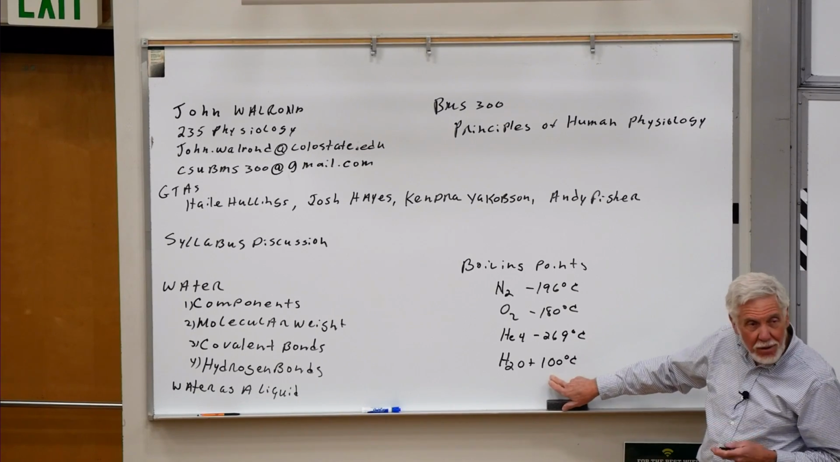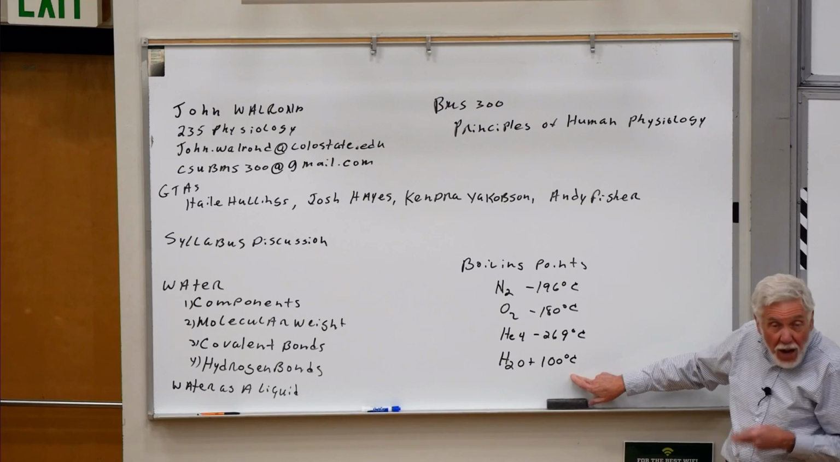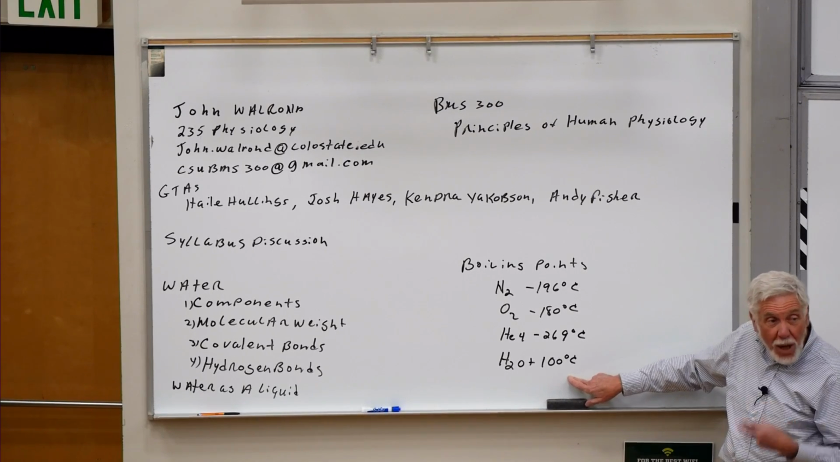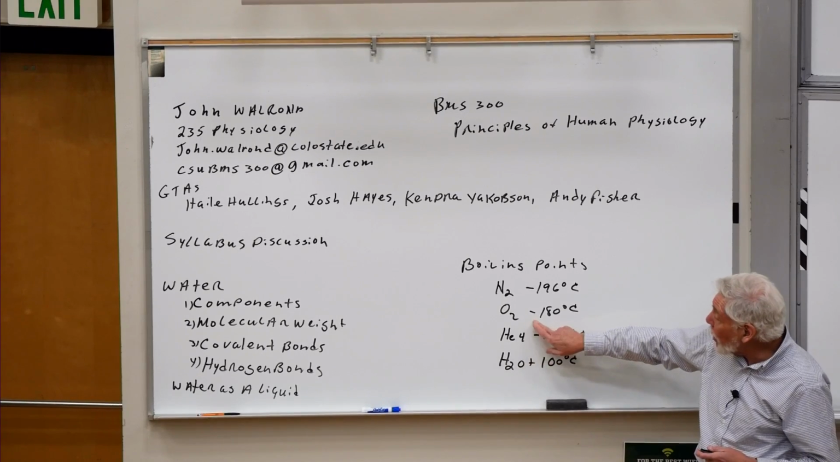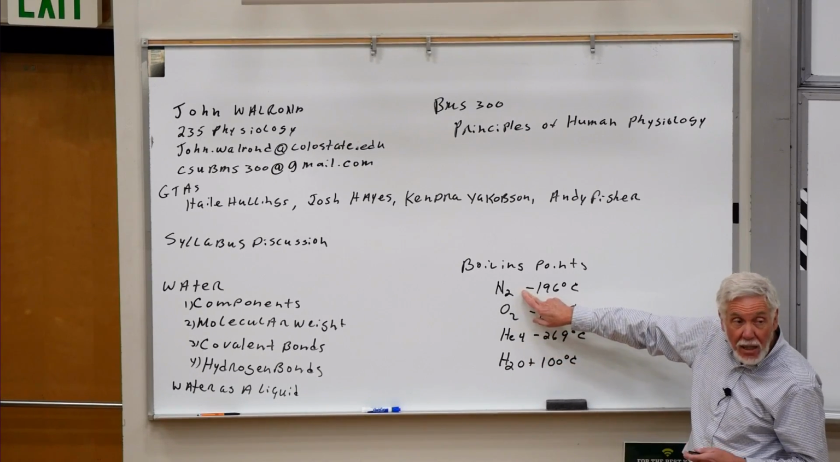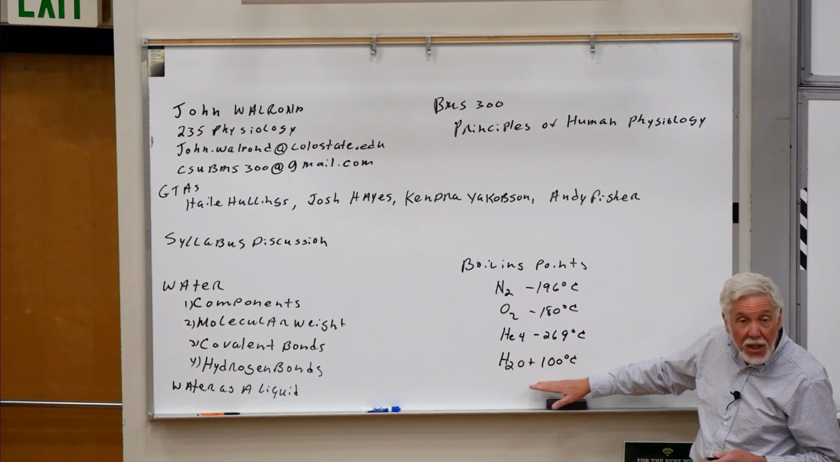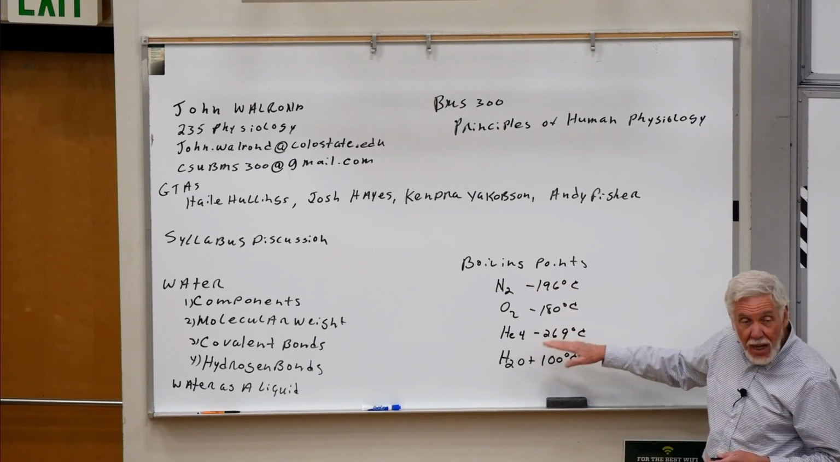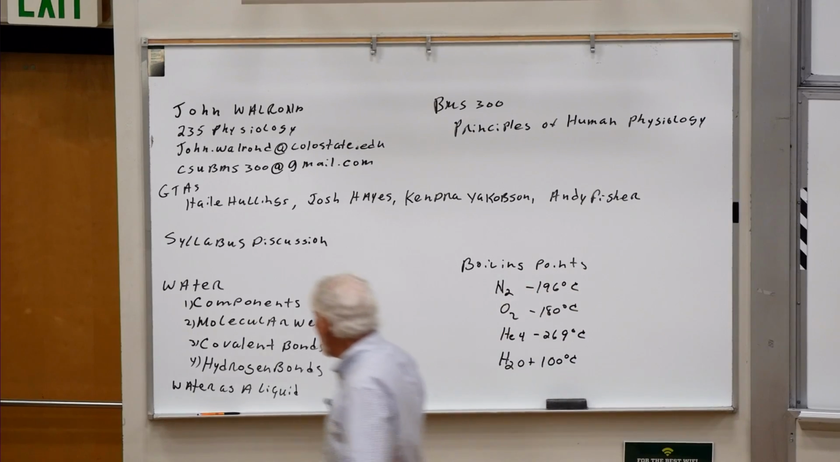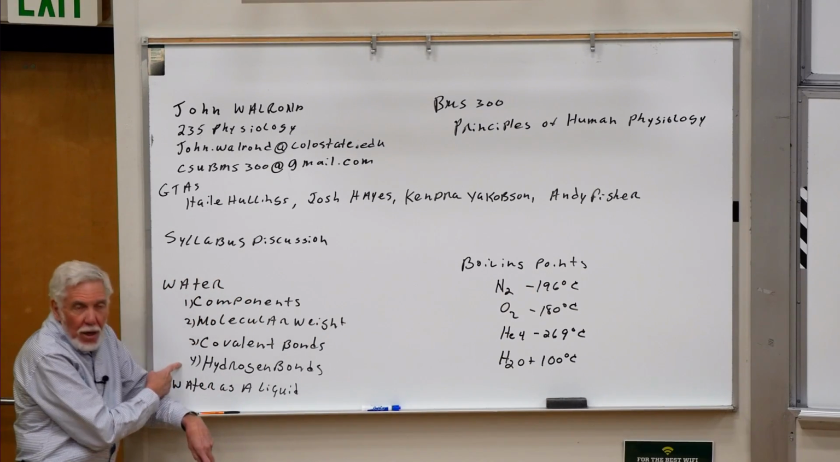But water has a boiling point, as we all know, of 100 degrees centigrade. So what is it about water, which has a molecular weight of 18 compared to oxygen of 32 and nitrogen of 28, which allows it to have such a high boiling point compared to these other molecules? The answer to that is the hydrogen bonding.